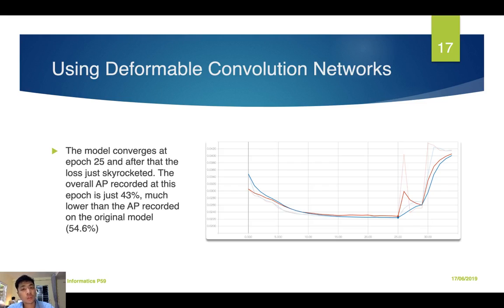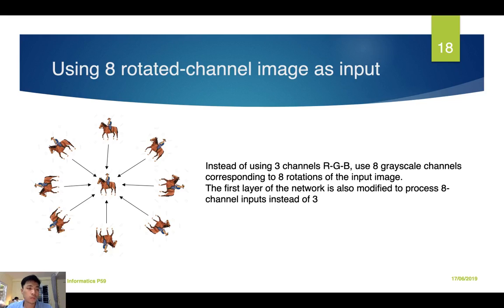I had no time to see what I did wrong, because after collecting the result, I continued applying another method, which is the third approach I'm introducing to you. By using 8 rotated channels as input, instead of using 3 channels of red, green, blue, I combined all of them together to make a grayscale channel, and I rotated it to the other 7 orientations, like 8 orientations on the compass. And then I stacked them together and fed them to the network. And that made some sense.